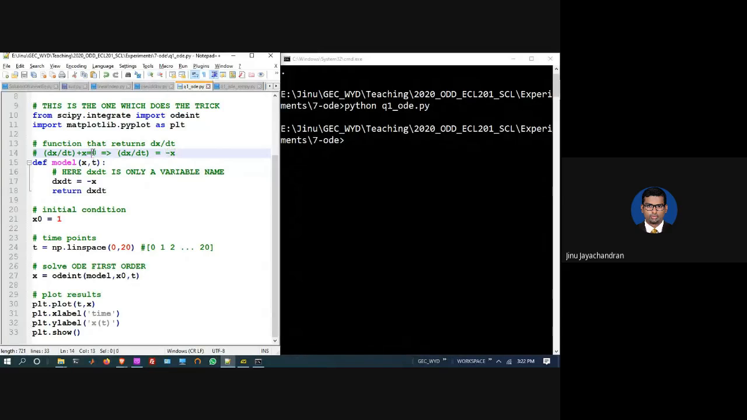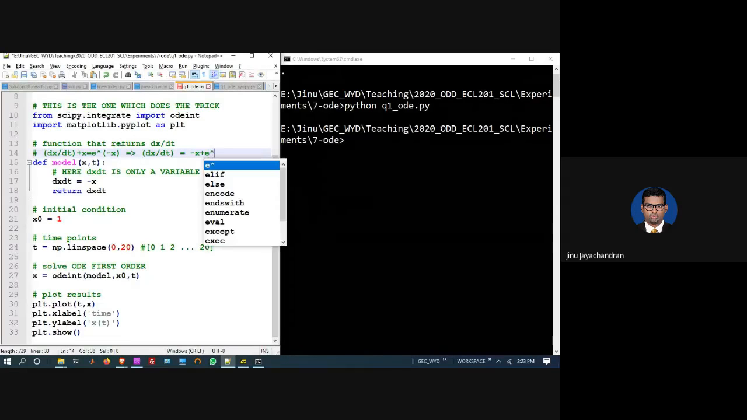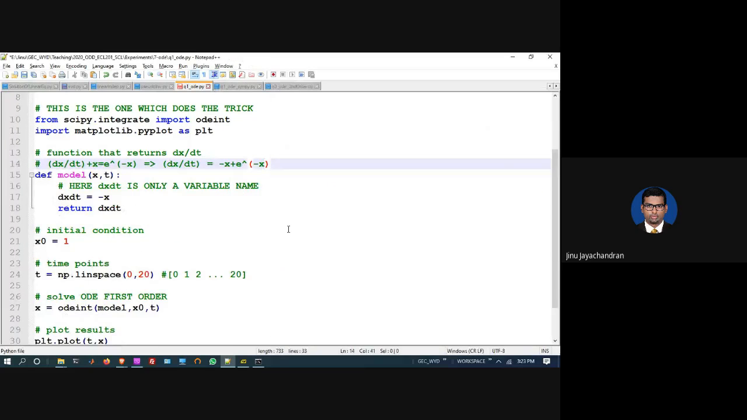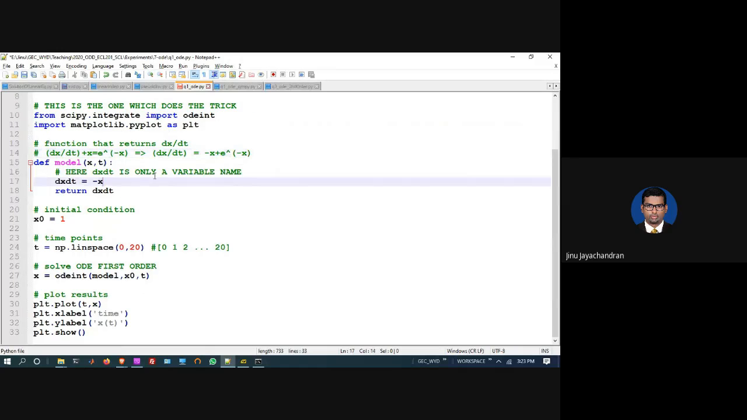So even if the right hand side has some other form, like e raised to minus x or something like that, it will come here. So for example, if my equation is something like this, with e raised to minus x, in that case my left hand side is dx by dt, but my right hand side will change as minus x plus e raised to minus x. So here I just need to add the exponential of minus x. I think it can be imported from the math package.